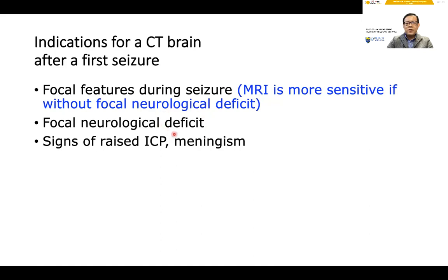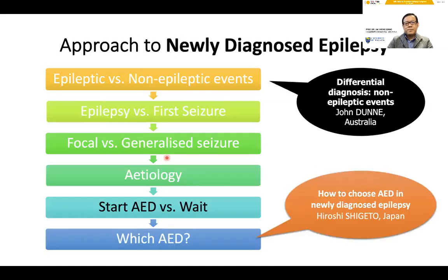Secondly, if someone has focal deficits suggestive of a stroke or a bleed or a tumor, then a CT scan is indicated. Thirdly, if someone has signs of raised ICP or meningism, then we will do a CT scan as well.